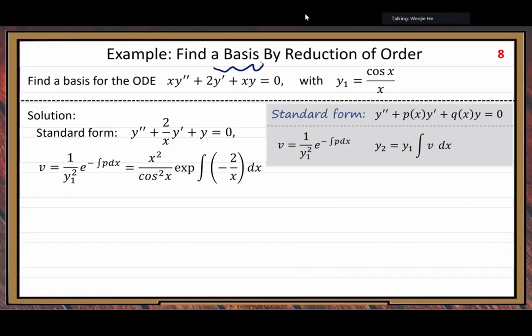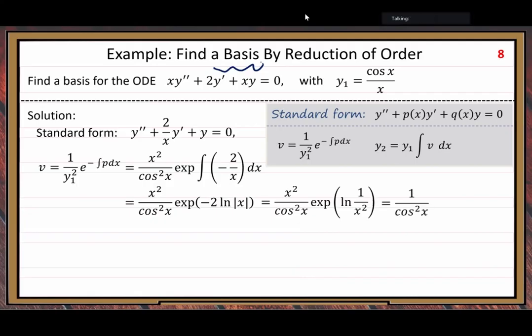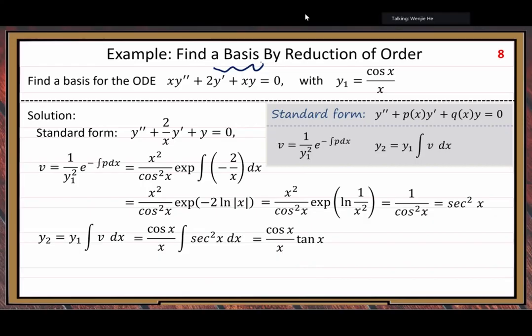Calculate. After simplification, we have it like this. Then after simplification, the V is pretty simple here. Secant squared. Then Y2, Y1. So then V. Tangent. So then simplification. So Y2 is this.